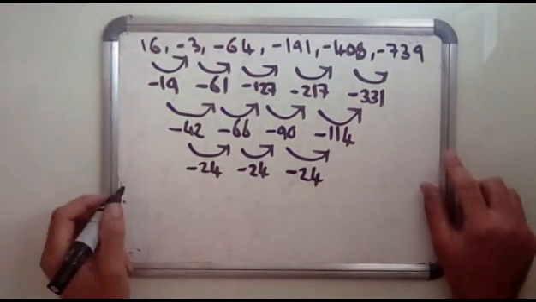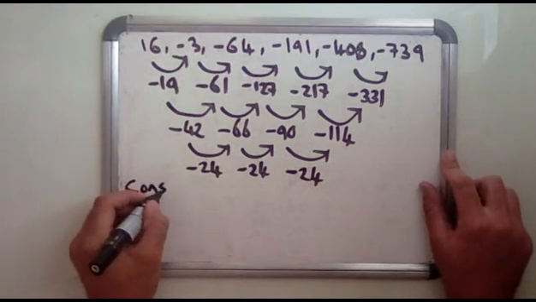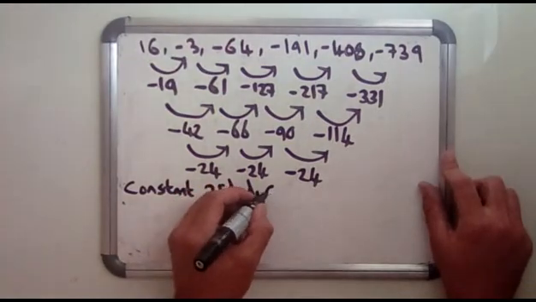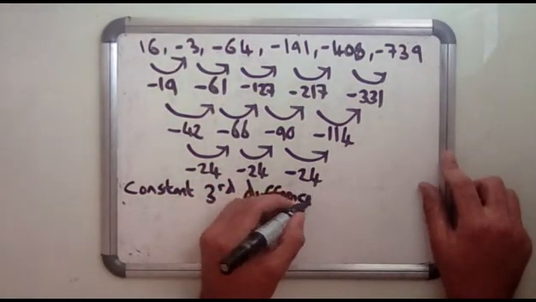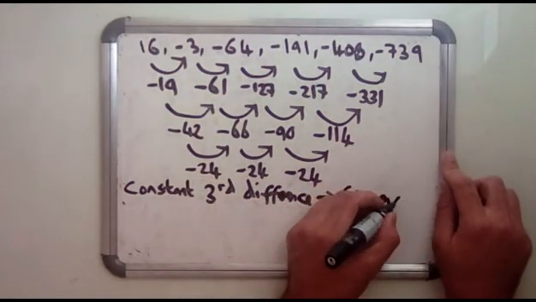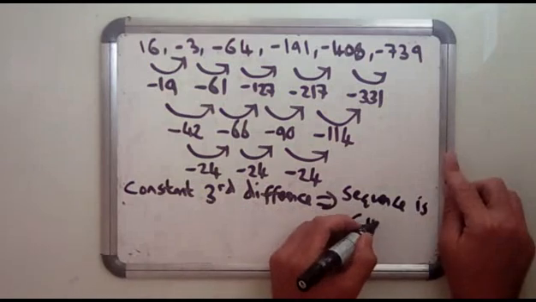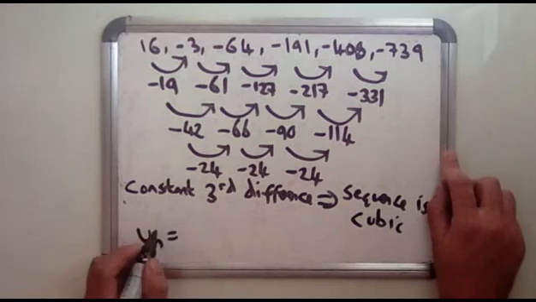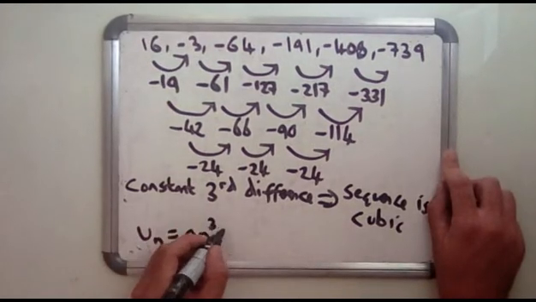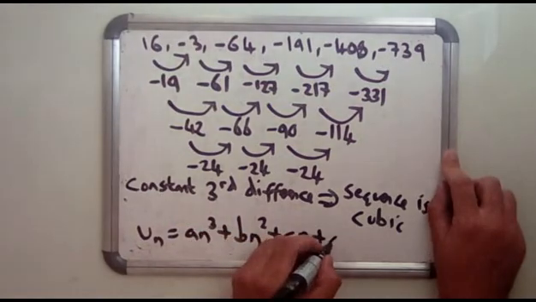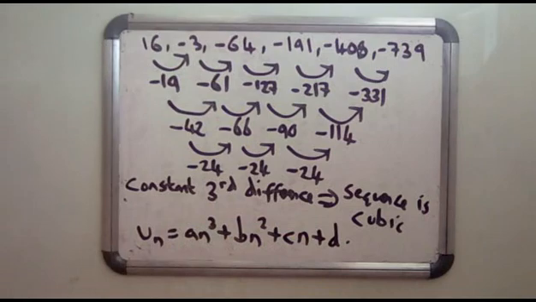So we have a constant third difference, which tells us the sequence is cubic. Which means the un will be in the form an cubed plus bn squared plus cn plus d. Right, so now we just have to use the calculator to actually work them out.